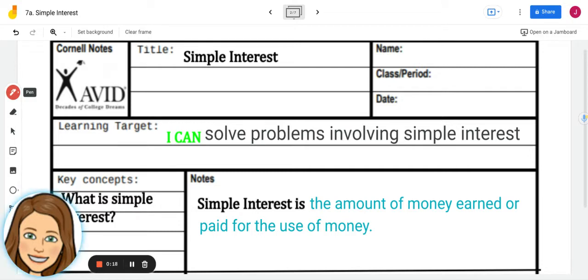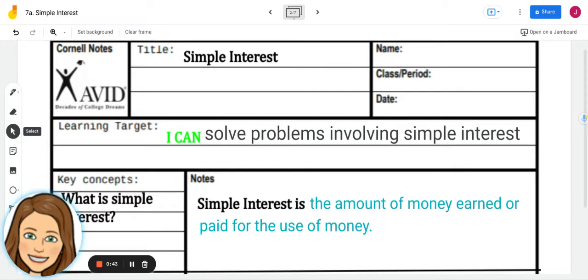All right, what is simple interest? The definition for simple interest is the amount of money earned or paid for the use of money. So who's going to use your money? If you think about banks, you put your money in the bank and then they can use it to lend it to other people. Okay, but the money's always there for you. They always have to be able to give you your money if you ask for it.